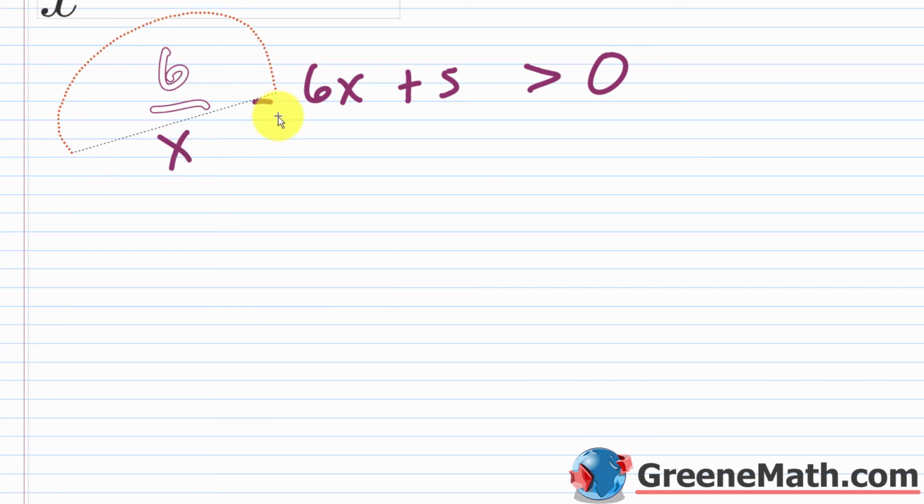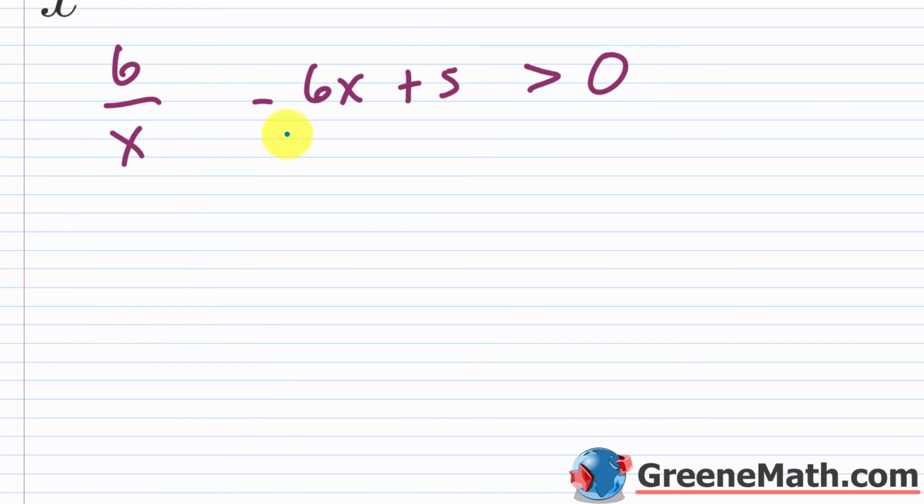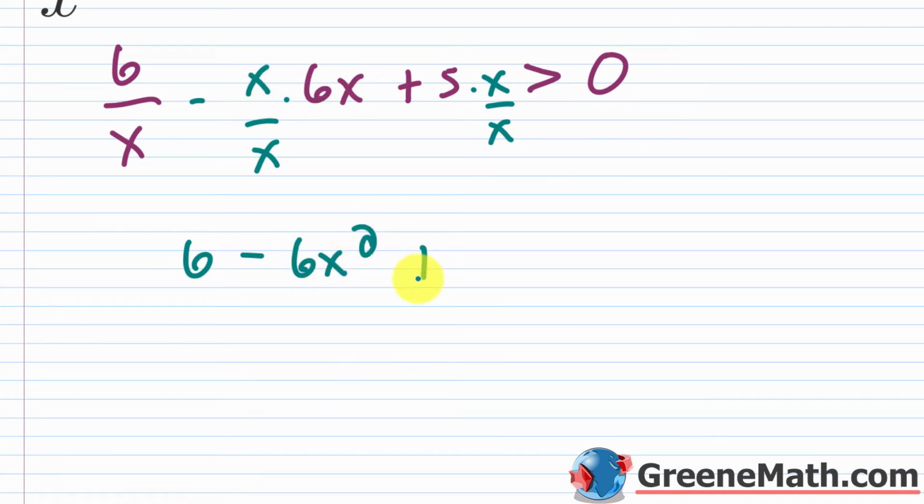Let me actually slide this down just a little bit. And let me erase this and move this over here. I'm going to multiply this by x over x. And I'm going to multiply this by x over x. So what we'll have is 6 minus x times 6x is 6x squared. And then plus 5 times x is 5x. Let me just reorder this and say this is negative 6x squared. And then we'll have plus 5x and then plus 6 like this.